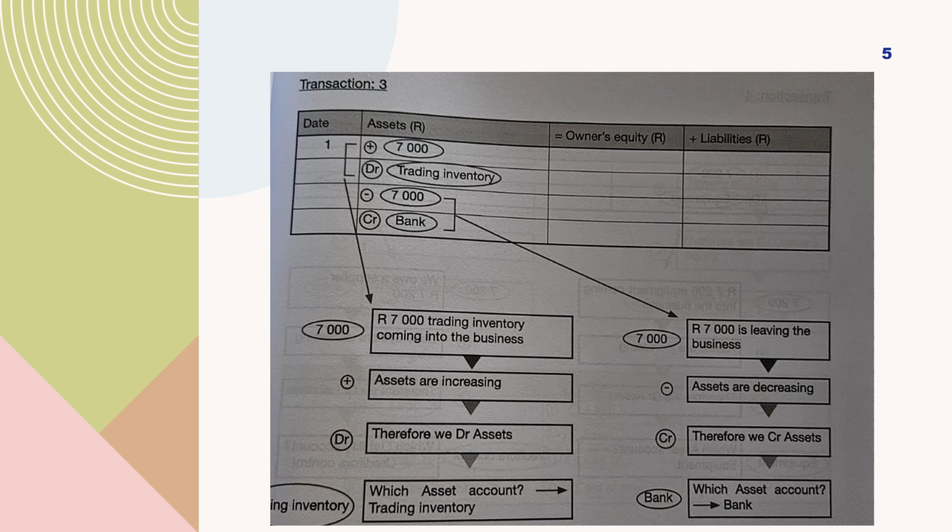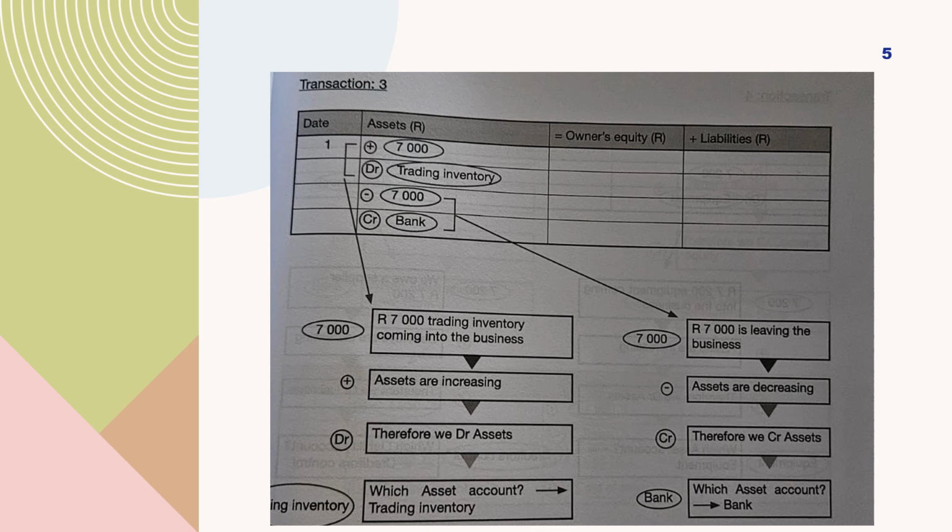For the next one, number 3: paid SA Distributors by EFT for trading inventory purchase, 7,000 Rand. So here you paid someone. If you're paying someone, it means your bank account is going to decrease. Bank is an asset. It's going to decrease by 7,000, so minus 7,000 in your assets, and you are buying trading inventory, so it means your trading inventory is going to increase. That is also an asset. So you'll have plus 7,000 minus 7,000 in your assets. That's why you see this only in the asset column, nothing in owner's equity, nothing in liabilities, right?